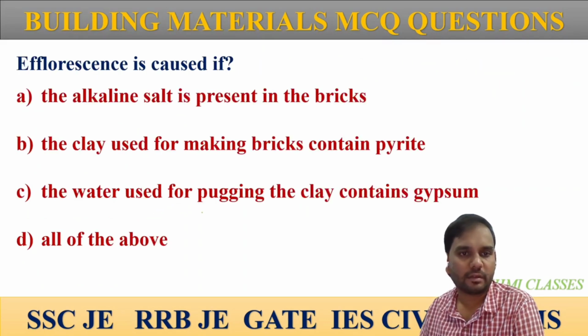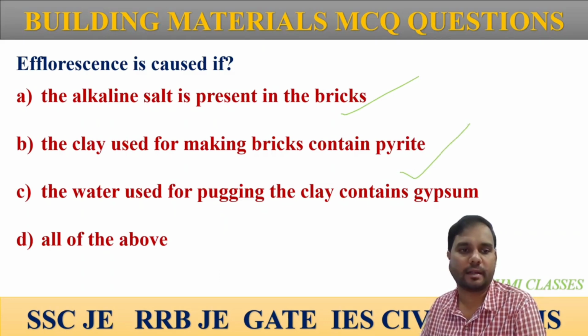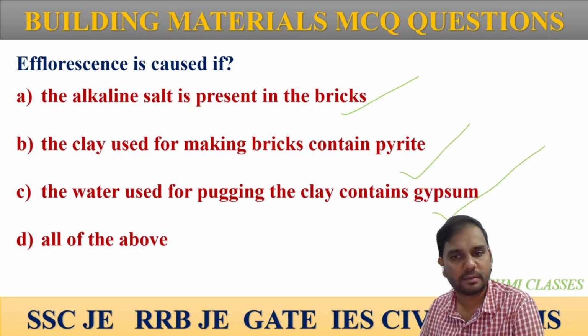Efflorescence is caused if the alkaline salt is present in the bricks, correct. The clay used for making bricks contains pyrite, correct. The water used for pugging the clay contains gypsum. So, all of the above.